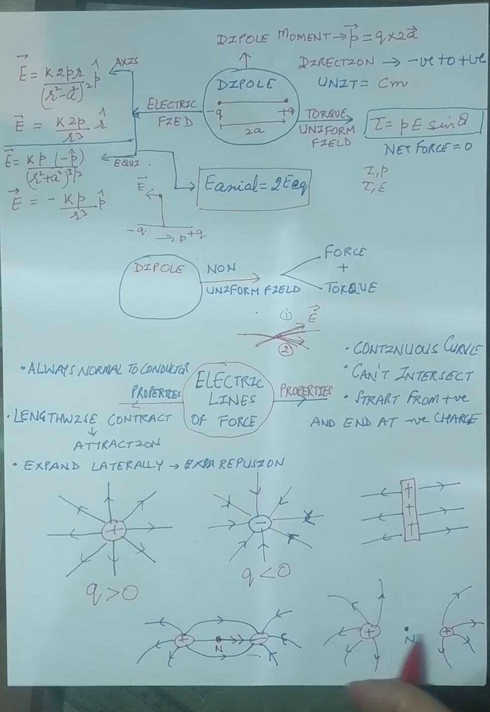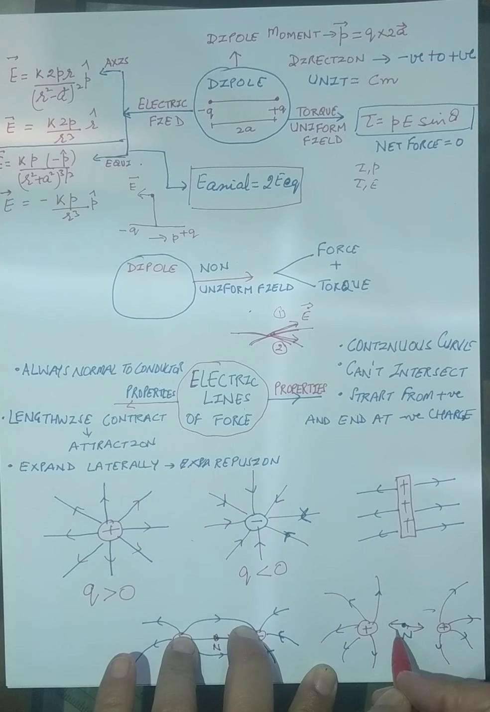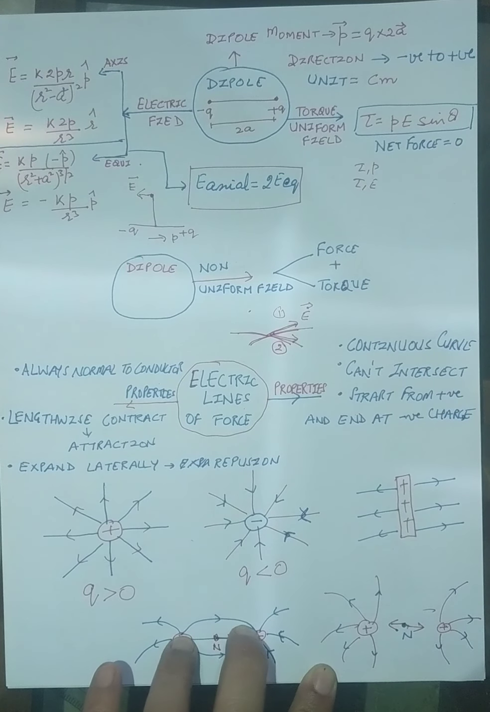Whereas in the case of two like charges, the electric fields at the neutral point will be in opposite directions. That is, the two electric fields are in opposite directions. So what is my N? N is the neutral point, that is, the net field at that point is 0.